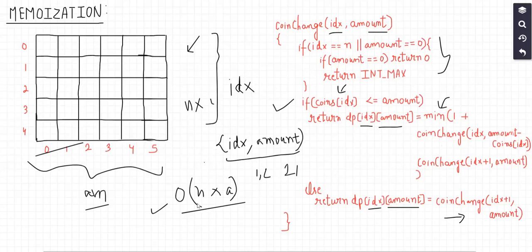Since I am using a DP array of dimensions n cross a, the space complexity will also be n cross a. So that's how I improved the time complexity considerably, but at the cost of space. Okay, so I'm using extra space, but I have reduced the time complexity. Will this work for the problem that we have?